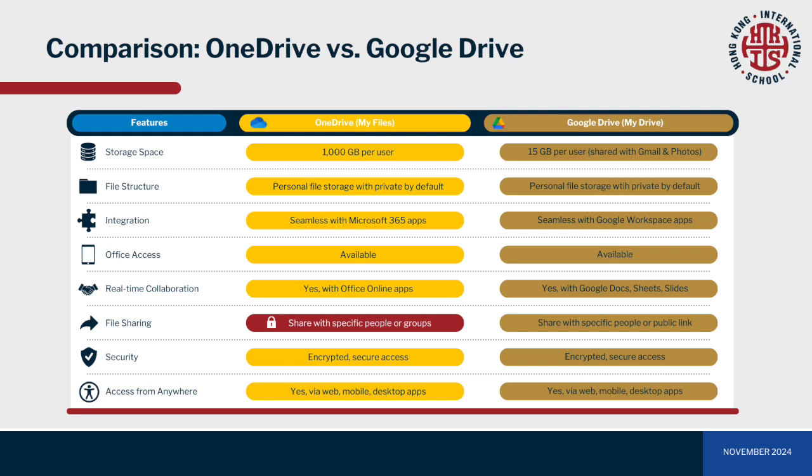We can also access files across web, desktop, and mobile applications. One change that has been made is that we will only be able to share files with specific people or groups. This means we won't be able to create public links to share out documents.